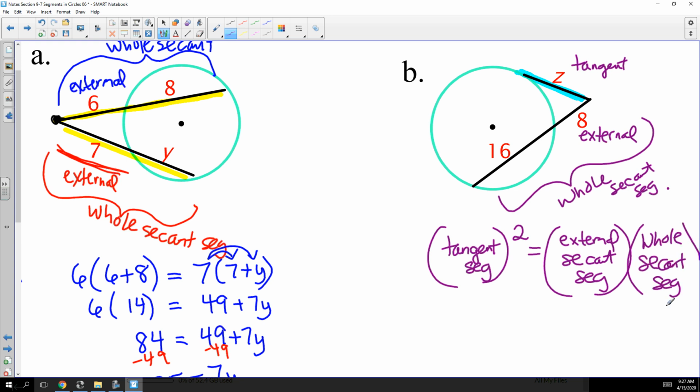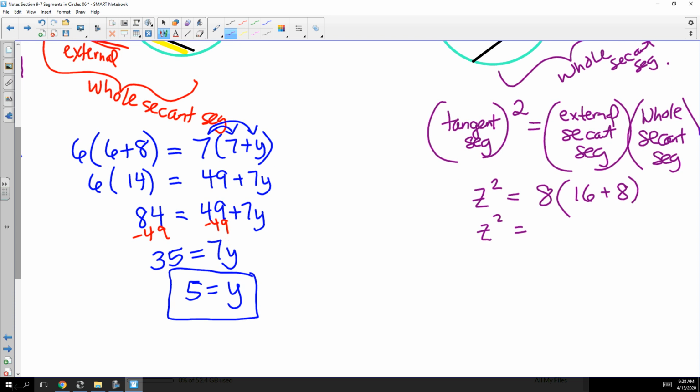So when we plug in what we have, we've got z squared is equal to the external piece, which is 8. But then the whole piece is going to be 16 plus 8. So let's not forget to go ahead and add that together. And 16 and 8 is going to be 24. And 24 times 8 is going to be 192. So z squared is equal to 192.